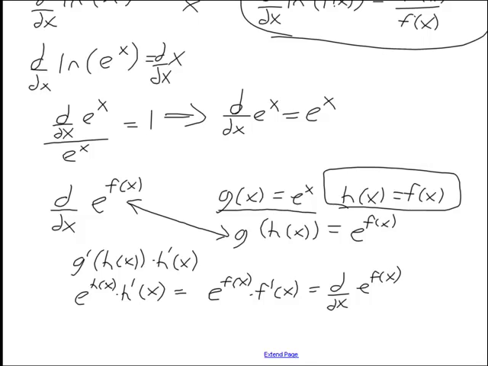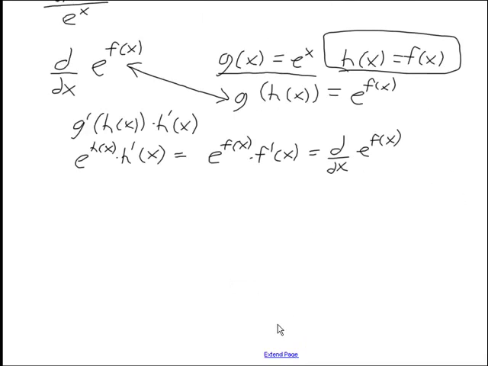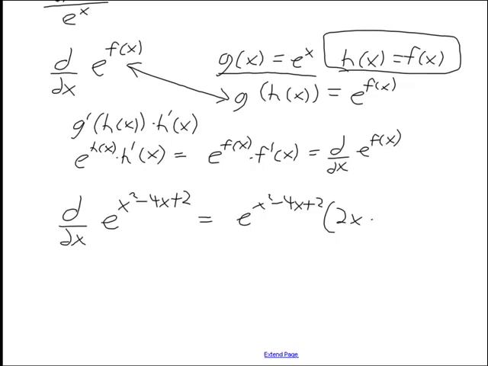So what do we really do with that? We just take the derivative of the exponent and multiply it by the original exponential. So I'll give you a concrete example. If we want the derivative with respect to x of e to the x squared minus 4x plus 2, well, that's simply going to be e to the x squared minus 4x plus 2 multiplied by the derivative of that exponent, 2x minus 4.